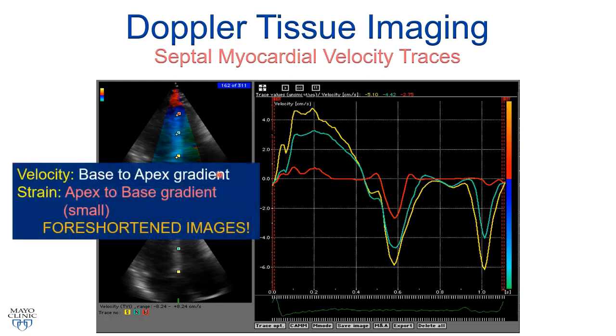So there is this base to apex velocity gradient, highest in the basal segments, lowest in the apical segments. Note, when we go on to talk about strain imaging, there is an apex to base gradient, where strains are highest in the apical segments and lowest in the basal segments. And this may be important if you have a foreshortened apical image and you're not truly capturing the strain at the true LV apex. You may underestimate these strain values.